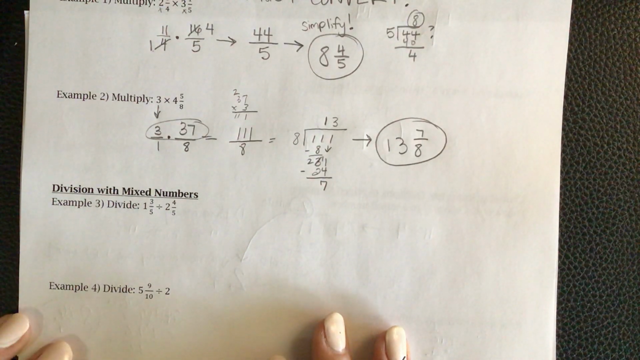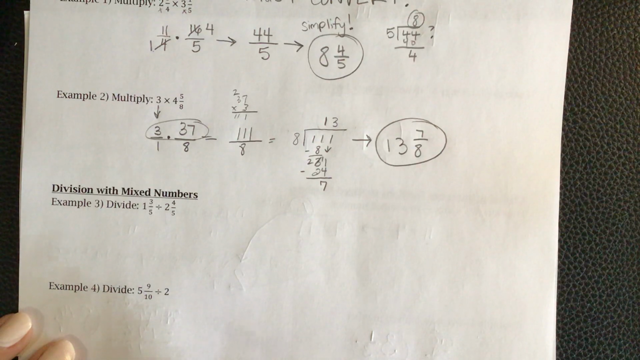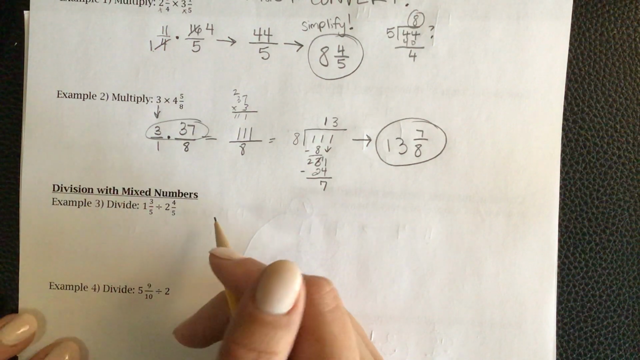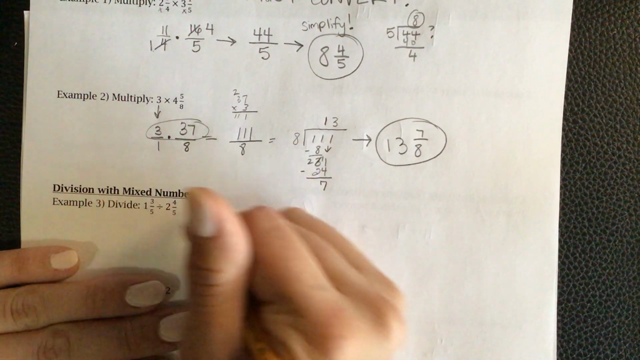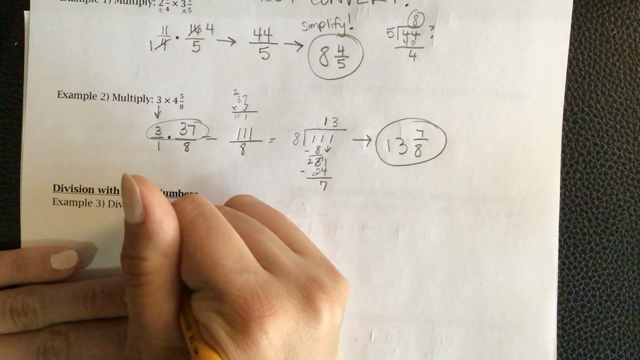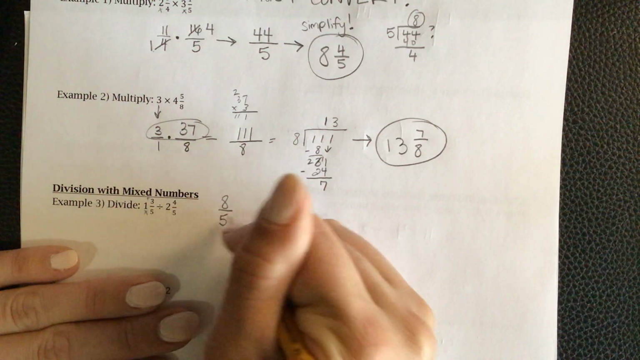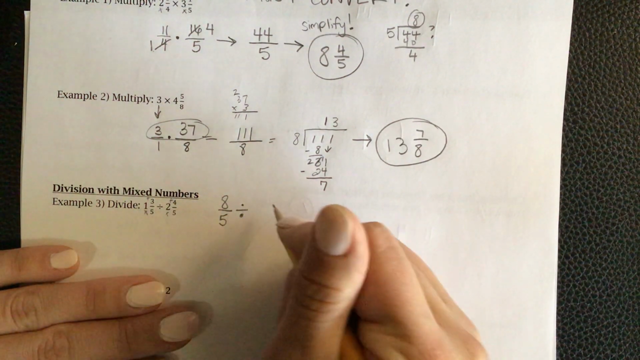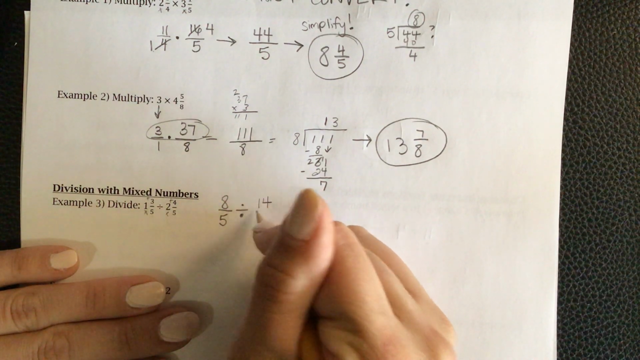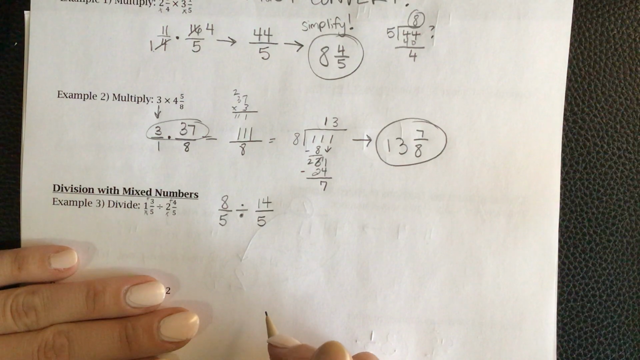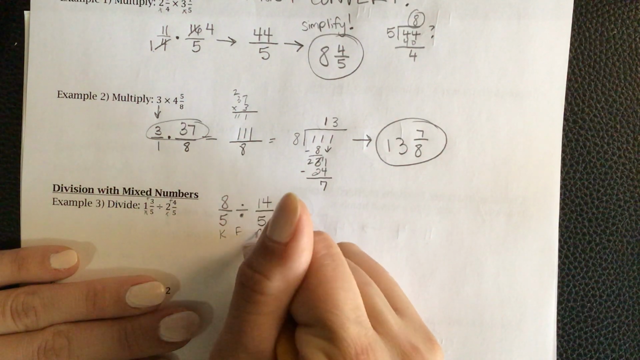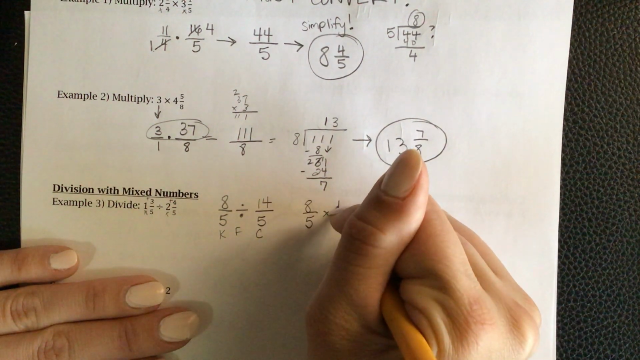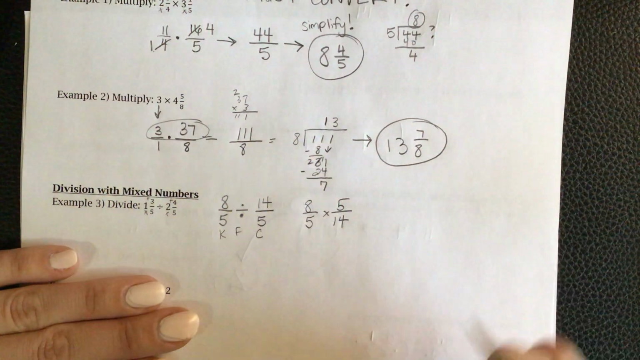Let's look at division. Now division will have one more step. I have 1 3/5 divided by 2 4/5. I'm going to convert first. 1 times 5 is 5, plus 3 is 8 over 5, divided by 2 times 5 is 10, plus 4 is 14 over 5. Now I'm going to do keep, flip, change because it's division. So I have 8/5 times 5 over 14.